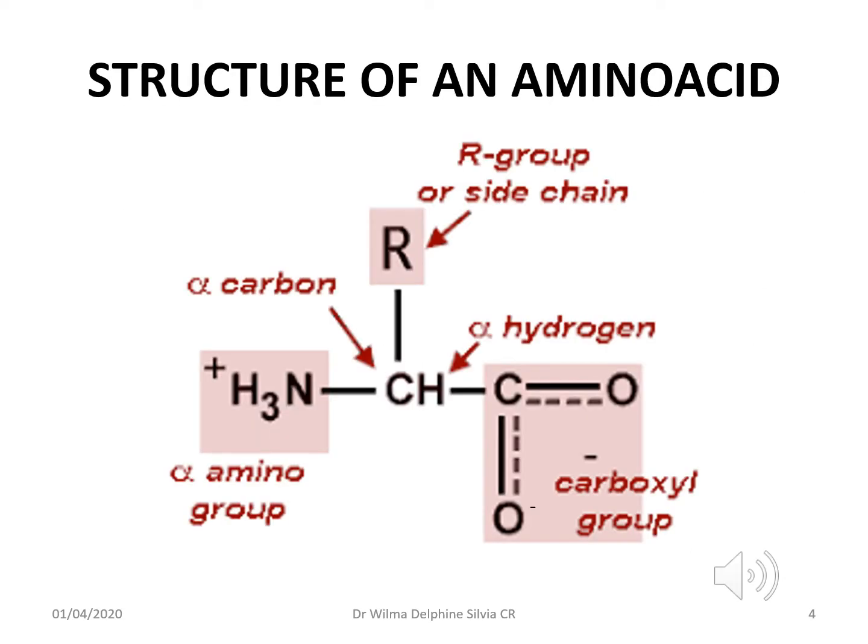Before going to the details of protein and amino acid metabolism, let us recapitulate the structure of an amino acid. Each amino acid consists of alpha carbon atom bonded by alpha amino group, alpha hydrogen atom, distinctive side chain, that is R group, and a carboxyl group.